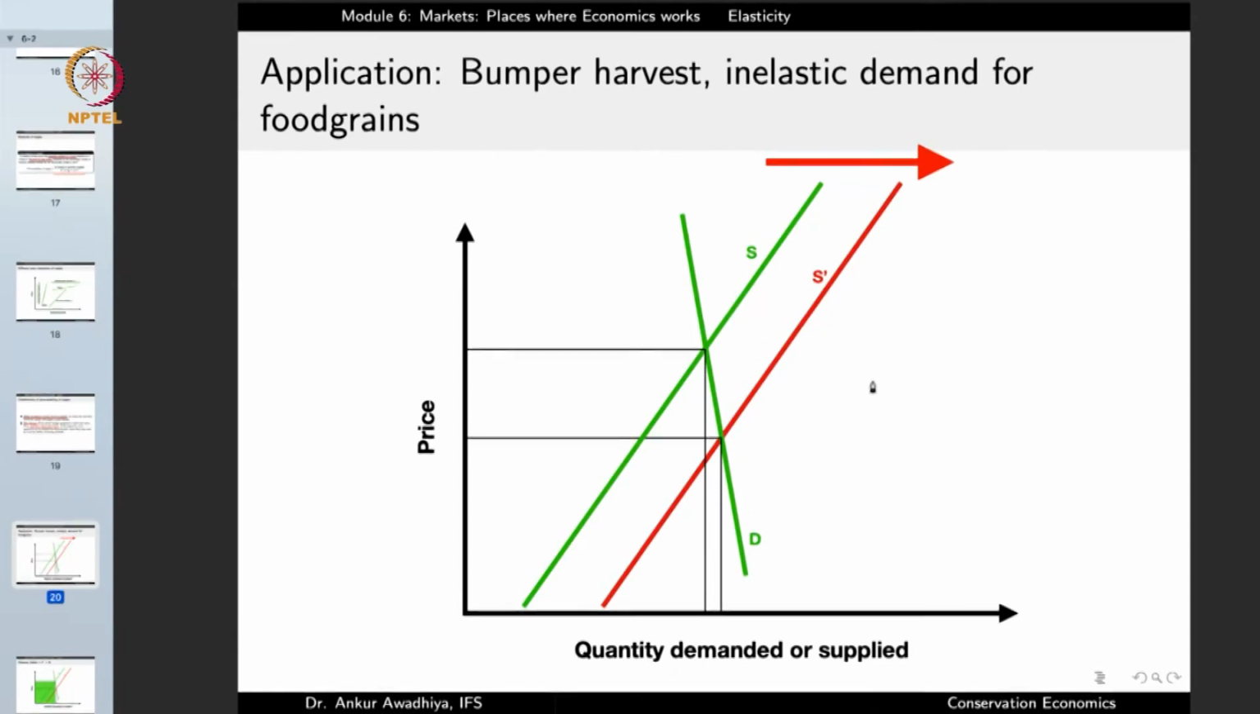Now, what happens to the revenue that people would earn? So, earlier, the equilibrium was at this point. So, this is the demand curve, this is the earlier supply curve. So, this is the point of equilibrium. So this is the equilibrium price, and this is the equilibrium quantity that is demanded and supplied. Now the supply curve has shifted to the right, and now it is intersecting the demand curve at this point. So this is the new equilibrium price, and here you have the new equilibrium quantity that is demanded or supplied.